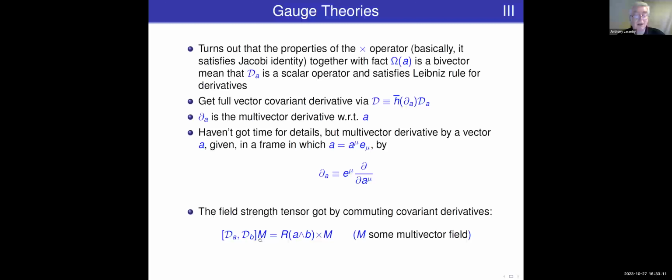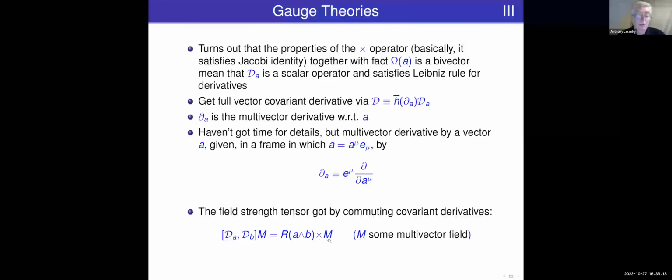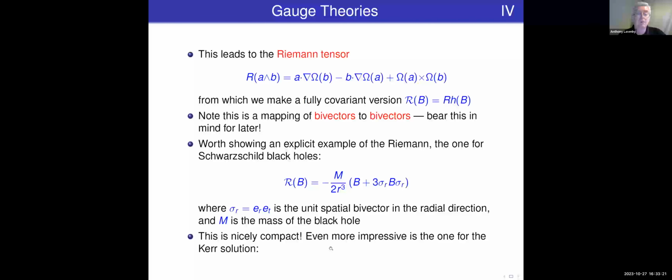We commute on some multivector M, and what you get is a Riemann tensor with the commutator product with M. And you can read off from this what the Riemann tensor is. I won't go through the details, and then make a covariant version of this with all the transformation properties you would want by inserting an extra H just here. The point I actually wanted to make, which is useful for later, is that what you end up with is something that's bivector valued. You can see this object here is a bivector because the commutator of two bivectors is always a bivector. It's a bivector valued function of a bivector, and bear that in mind for later.